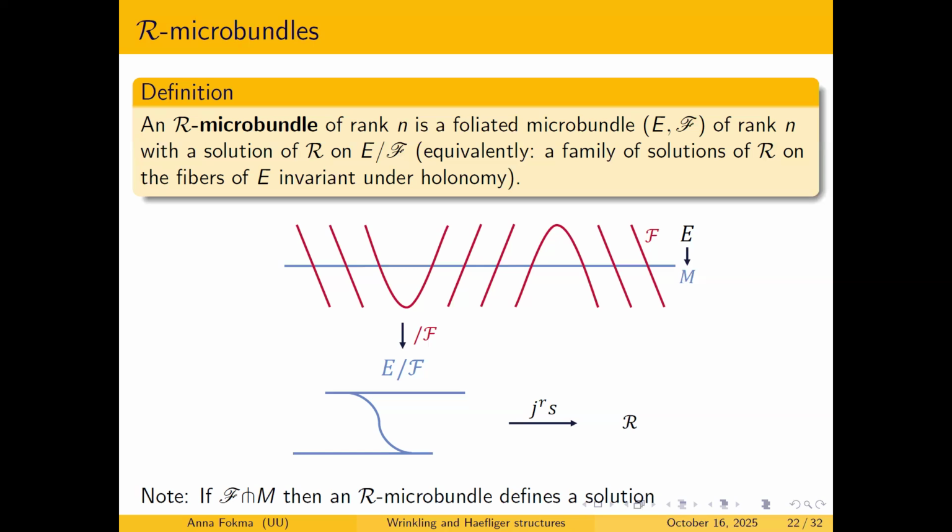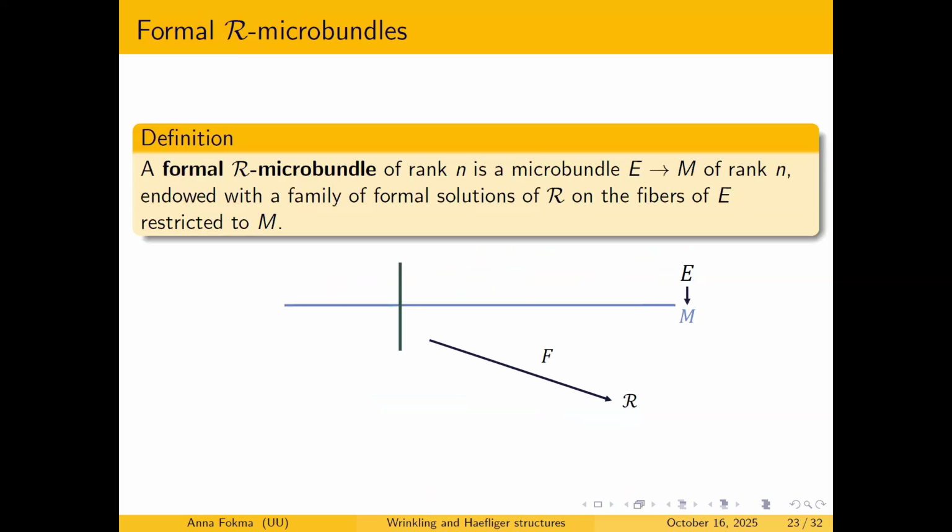Then, keeping in mind this official definition, we can use it to define the formal analog. We don't need a foliation in this case, so we really have less data here. We just require a family of solutions, which are formal in this case, on the fibers of E, and we just need it along M.